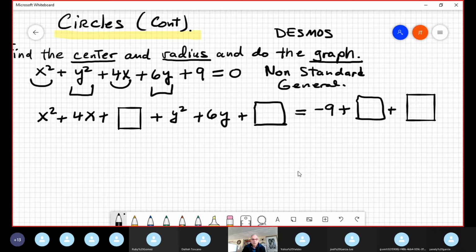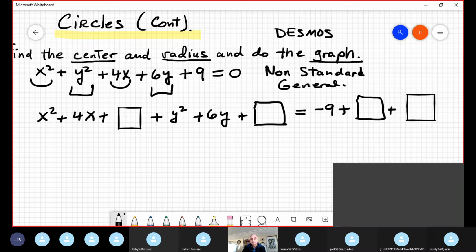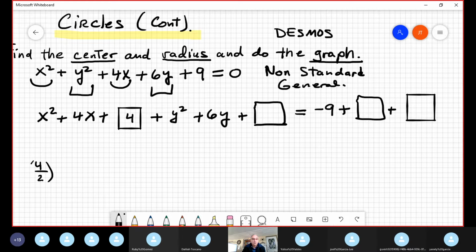Somebody can help me with the first number? What is the first number here? 4. Very well. Where does that 4 come from? That 4 comes from 4 divided by 2 squared. That is the formula. 4 divided by 2 is 2, and 2 squared is 4. It's a coincidence, but it is not always a coincidence. Now, you put artificially this 4 here.